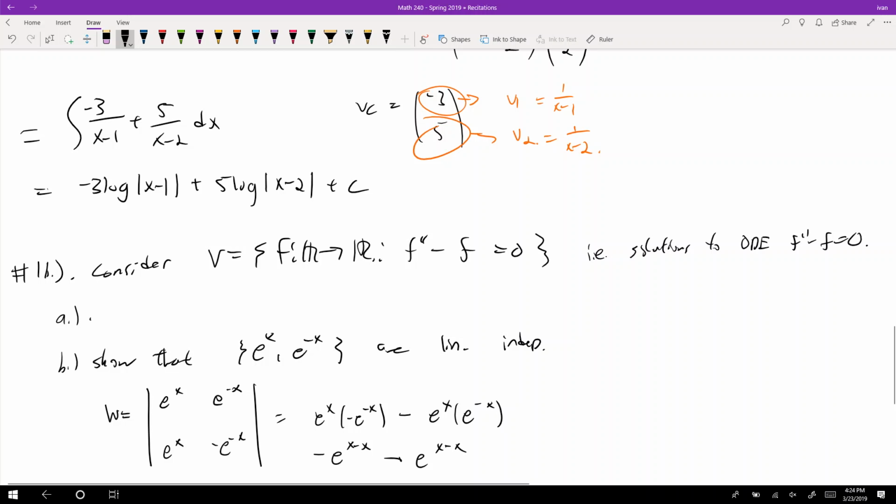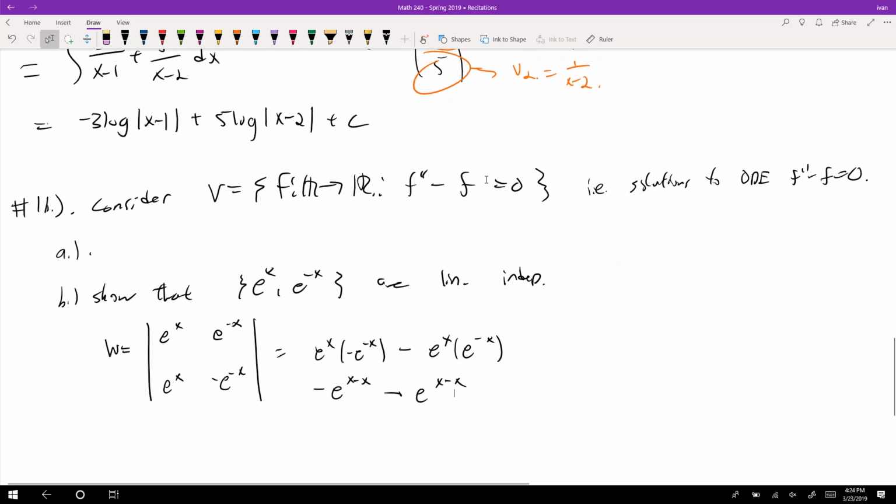Because you add the exponents, and now what do we get? We get negative 1 minus 1, which is equal to negative 2. So the Wronskian is equal to negative 2. Does that tell us anything? It's not 0 anywhere.